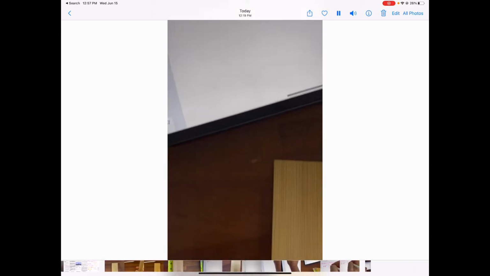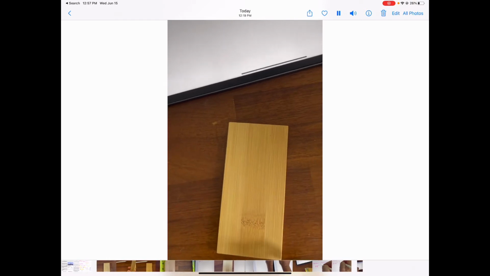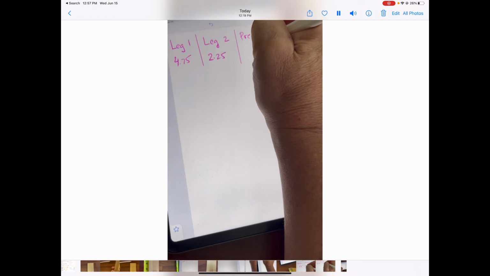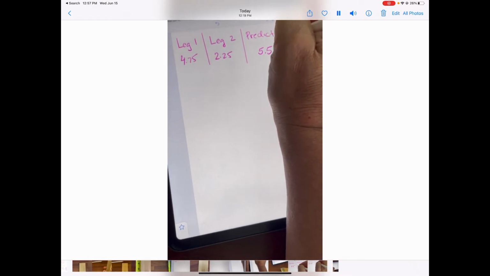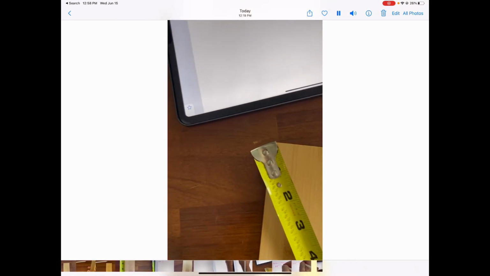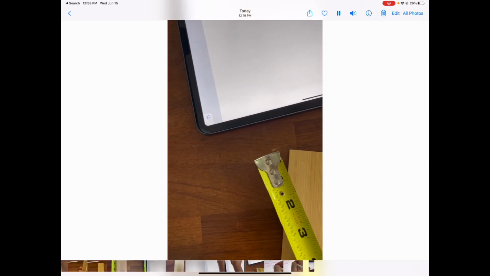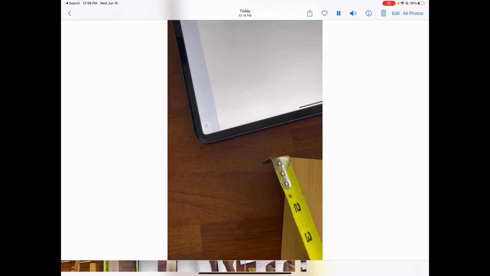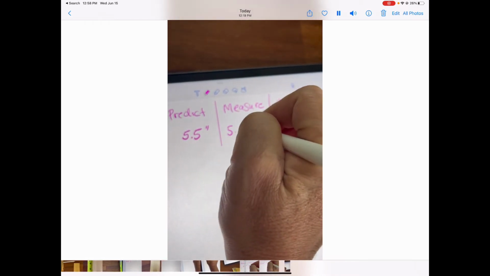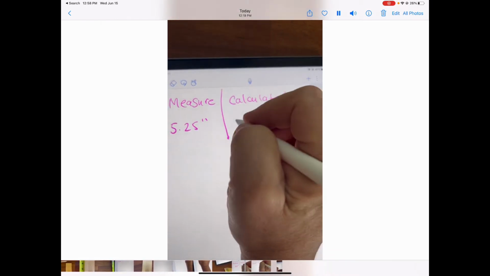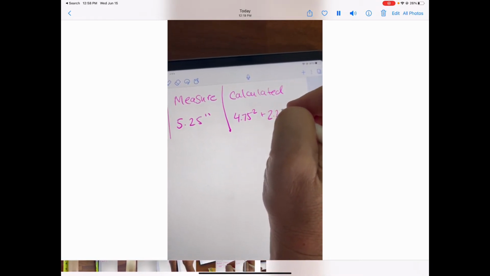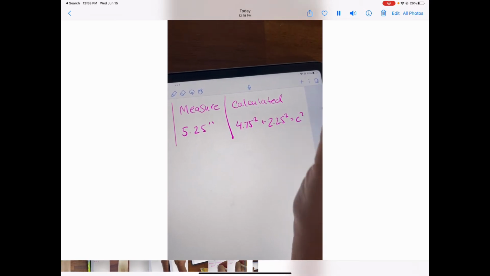What I'm supposed to be predicting is the diagonal here. I'm just gonna say maybe the prediction is about, I don't know, 5.5 inches. So we're gonna measure it and see exactly what it is. The measuring comes to be pretty close, 5 1/4, 5.25 inches. Now finally the calculation: leg 1, which is 4.75 squared, plus 2.25 squared, and that's going to equal C squared.